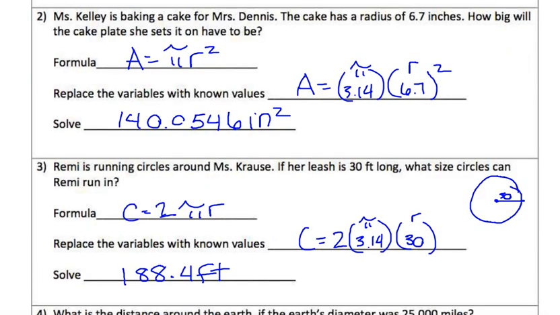So here are your answers to 2 and 3. Number 2 was an area problem because they want to know how big the plate is for the cake. So that's an area problem. Don't forget to put it to the second power. Number 3 was a tricky one because Remy's on a leash and she can run around in circles. So you needed to know that the leash is actually a radius because the post would be in the middle and then Remy could run all around. So the radius is 30 for that one.